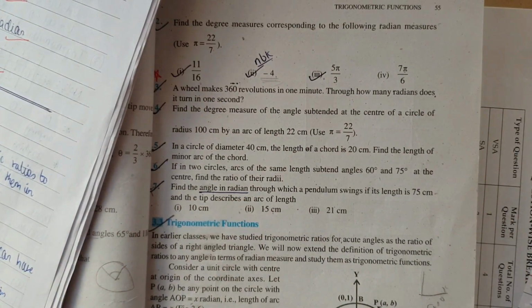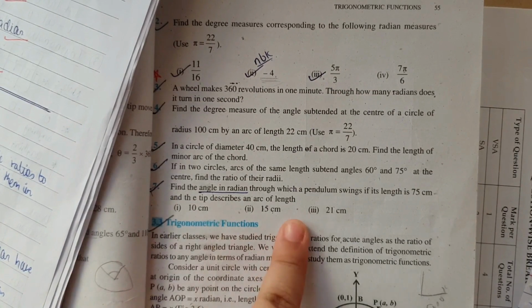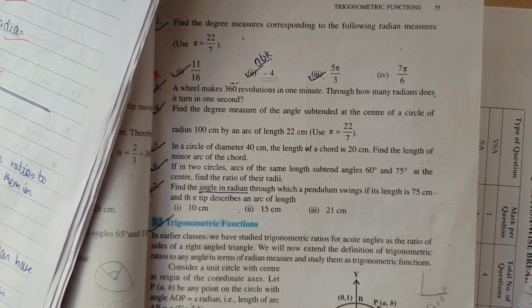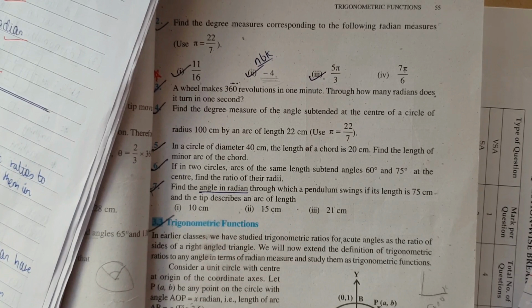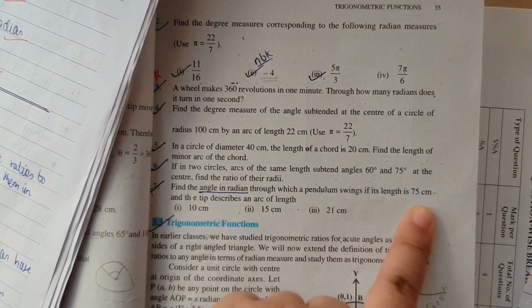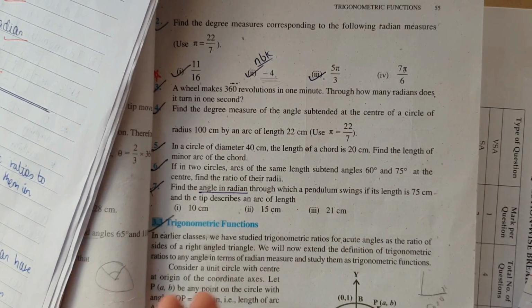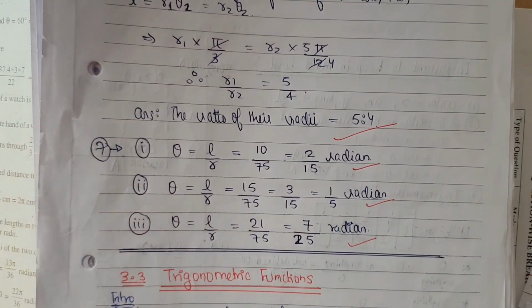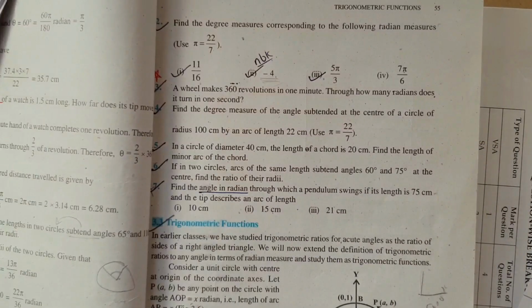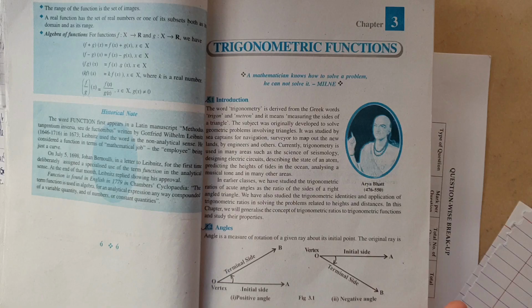Lastly, not so important, but let's go through it. The question says to find the angle in radians through which a pendulum swings if its length is 75 centimeters, and the tip describes an arc of this length. Now, what this means in simple terms is that they have given us the radius, as you can see, 75 centimeters, and they have given different arc lengths at different times, and we find the angle, I mean the theta. Very simple, yes.